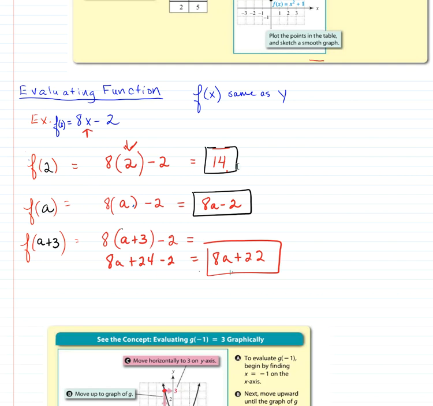We could do this one on the calculator, which we'll learn. We could find f of a number in a function on the calculator. But what if we were asked for f of a? We plug in a, and if we distribute that 8, we get 8a minus 2. That's all we can do, but we're still just plugging in. F of a plus 3 equals 8 times a plus 3. We're substituting for x, and then minus 2. We distribute that 8. That gives us 8a plus 24 minus 2. And so we combine the 24 and the minus 2, and our final answer would be 8a plus 22.